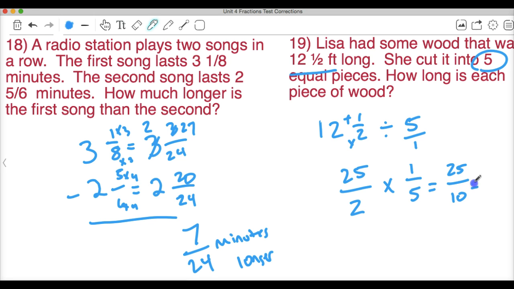And when we simplify that, 10 goes into 25 2 times with 5/10 left over, and we have to simplify that to be 2 and 1/2. And going back to find our unit, each piece is 2 1/2 feet long.